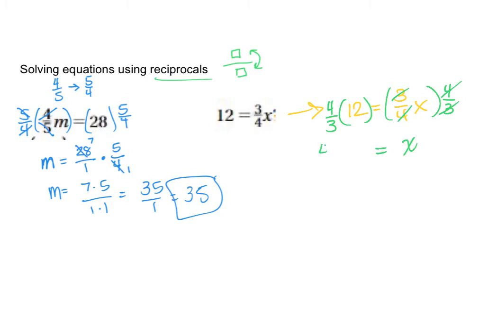Now we have to do 4 over 3 times 12 over 1. This cancels with this. This becomes a 1. 12 is divisible by 3 4 times. So we've got 4 times 4 on the top, 1 times 1 on the bottom. That gives us 16 equals x.